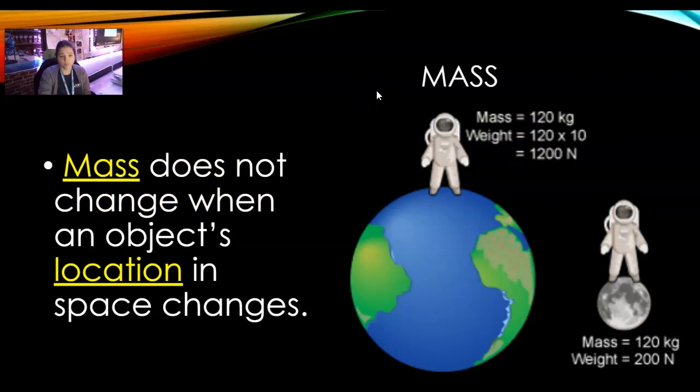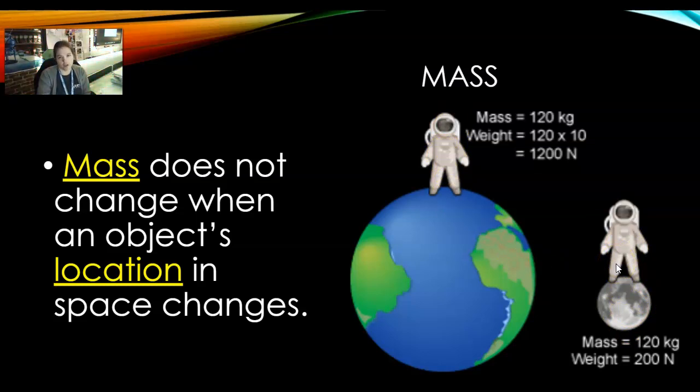Okay? Now we have the term mass. So mass is not the same thing as weight. Mass does not change when an object's location in space changes. Remember, mass is like the amount of you there is, right? The amount of you is not going to change if you go from Earth to the moon, like this astronaut. They have a mass of 120 kilograms. That mass doesn't change when they go to the moon.